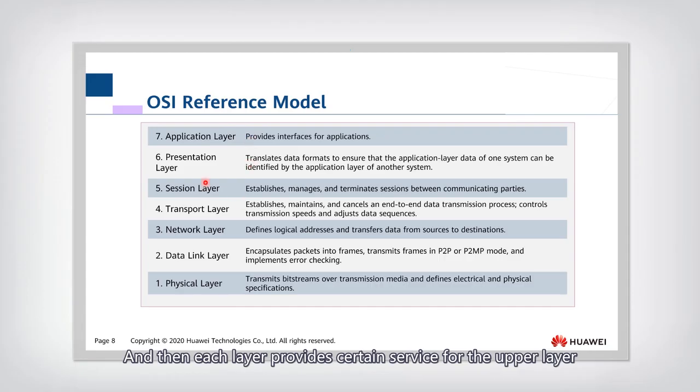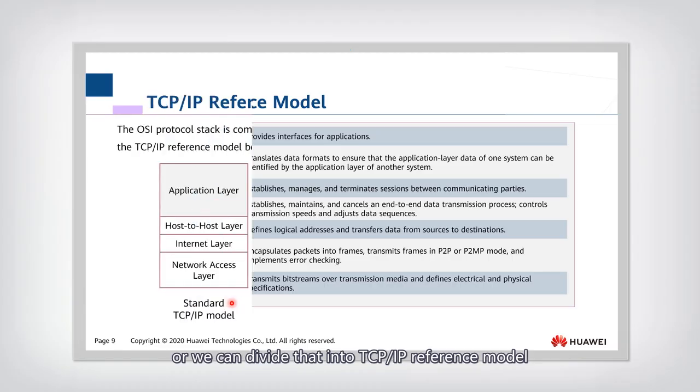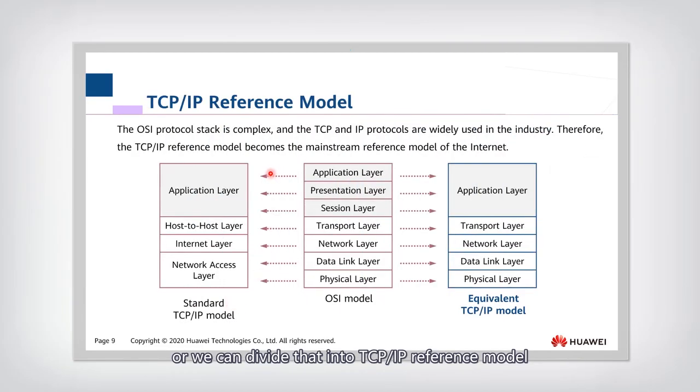And then each layer provides certain service for the upper layer, and the upper layer's service actually relies on the lower layer's service. So that is the key idea of the network layer reference model. Actually, we can divide the whole network into 7 layers according to the OSI reference model, or we can divide it into the TCP/IP reference model, which only includes 4 layers. So in computer networks or in the internet, people typically use the TCP/IP reference model. That is this 5-layer reference model.